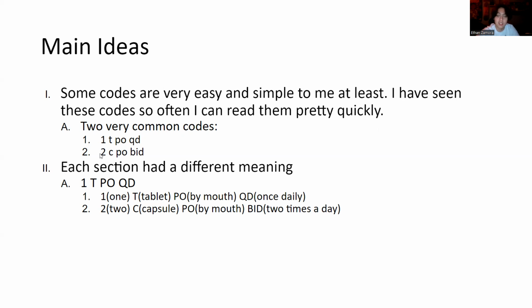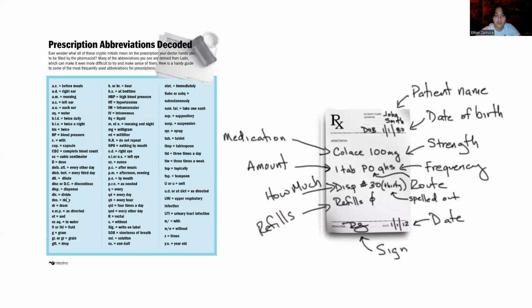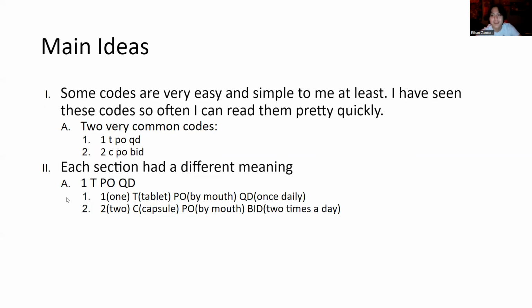So for the second one, my second example, I have 2 right here. Anyways, I have 2 right here. This is how many capsules you're going to be taking. See, 2 capsules by mouth. That's PO. And then BID stands for 2 times daily.